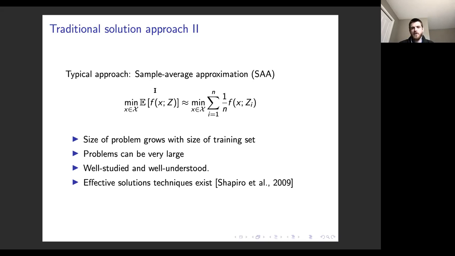Now, these problems are not necessarily, I'd say, easy problems. One of the big difficulties in these problems is that the size of the problem tends to grow with the size of the training set. So if you have a very large training set, you can have really large problems. However, this type of approach has been really well studied, and in a lot of cases, if you put restrictions on the feasible region and the objective function, you end up with something that has a lot of structure that you can exploit. And so we have effective solution techniques in a lot of practical instances for problems like this, even though they may be very large.